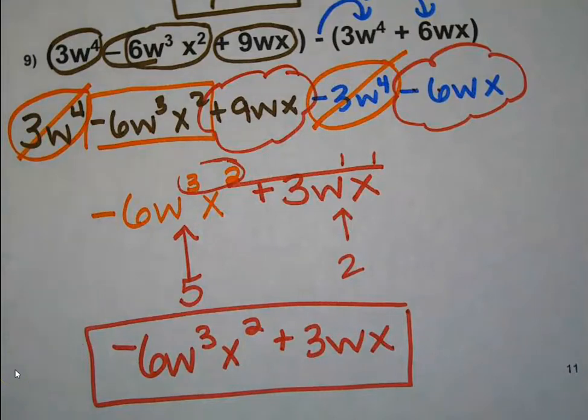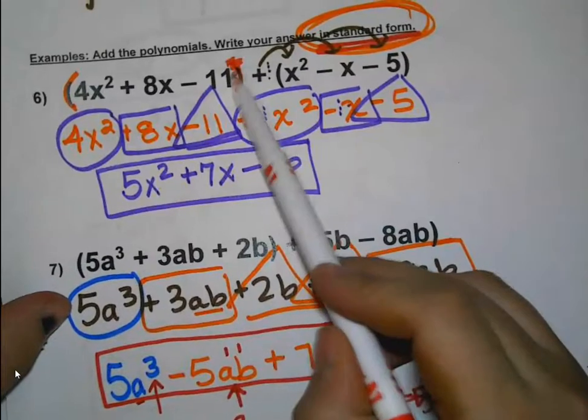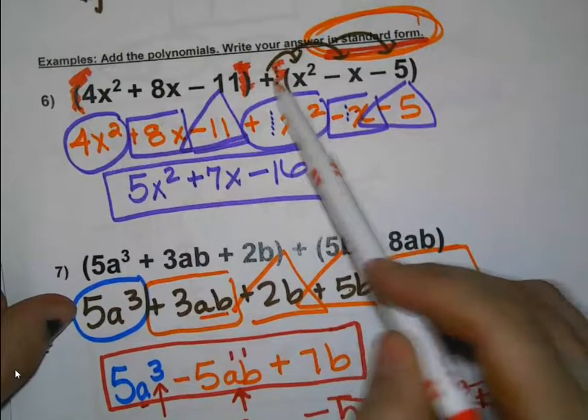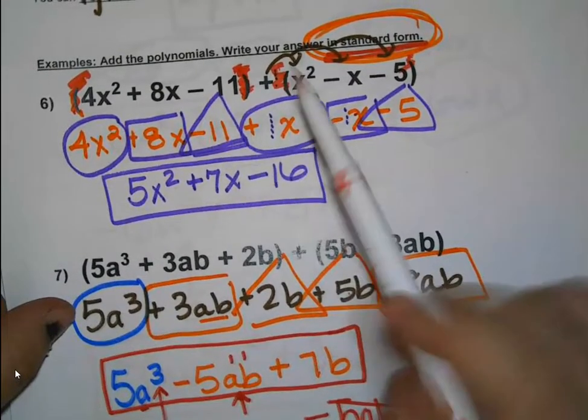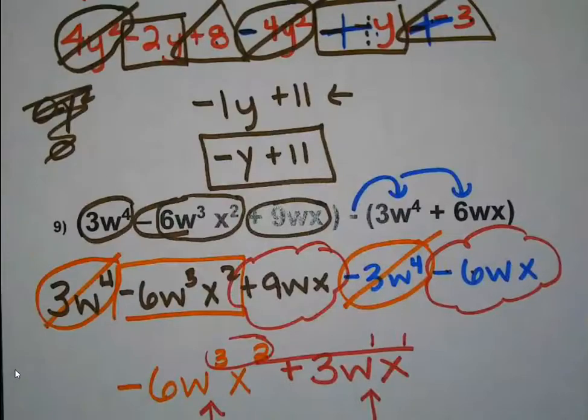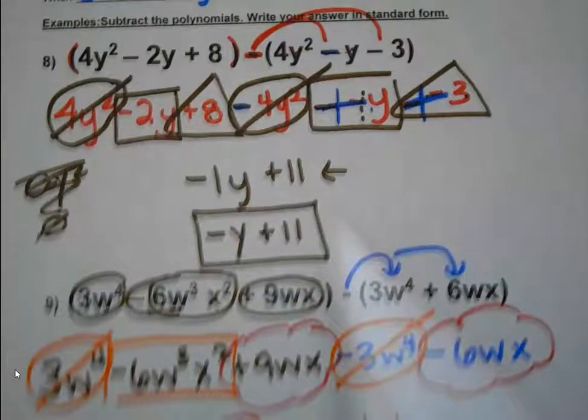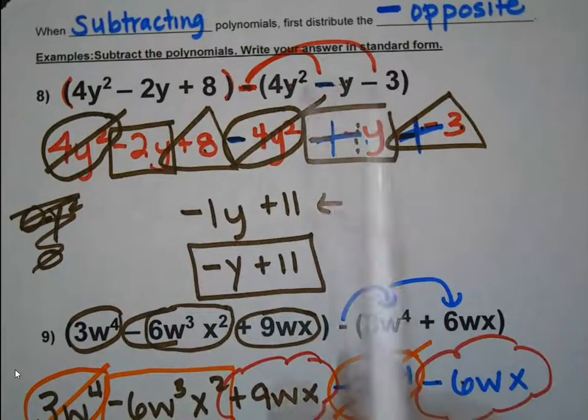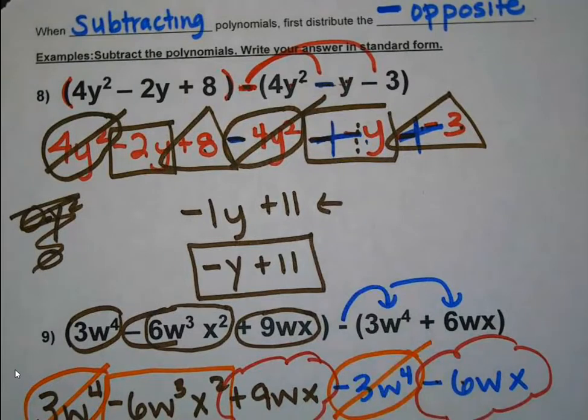So to recap here, when you are adding, you could literally just ignore the parentheses and just combine the like terms. However, when you are subtracting, you have to take the second polynomial and make all the signs opposite and then combine them.